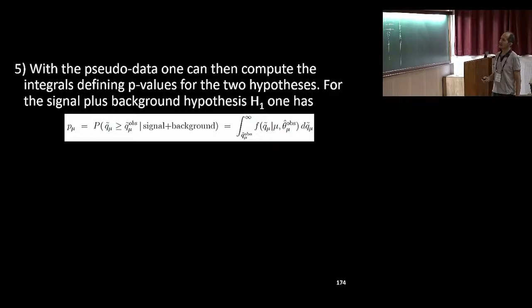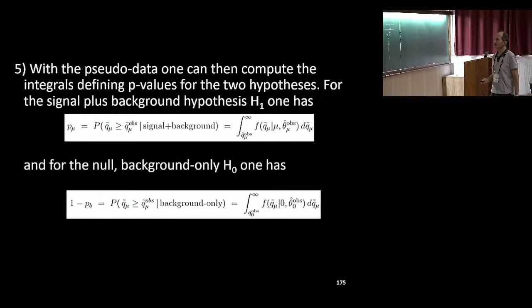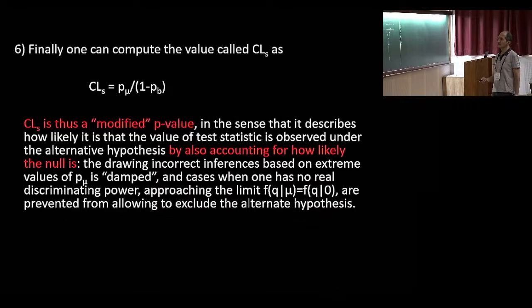And this is what I just said. You can derive a p-value p mu, the probability that I would observe a test statistic larger than what I observe if the signal plus background hypothesis holds, and this is a tail integral. And for the null hypothesis, I compute this number 1 minus b, that is the probability of seeing this value of the test statistic if the background-only hypothesis is true. This is another integral. And then you do this CLS construction, but it's different from the CLS because of the way we define the test statistic. But you see, it's a ratio of tail probabilities. It is not a p-value. It is a ratio of p-values.